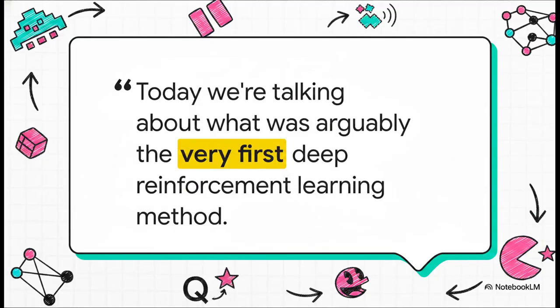And this isn't just another algorithm in the textbook. As the lecture points out, this is arguably the one that kicked off the whole deep reinforcement learning revolution. I mean, the idea that you could teach an AI to master Atari games just by looking at the screen, that all started here. So yeah, let's get into it.